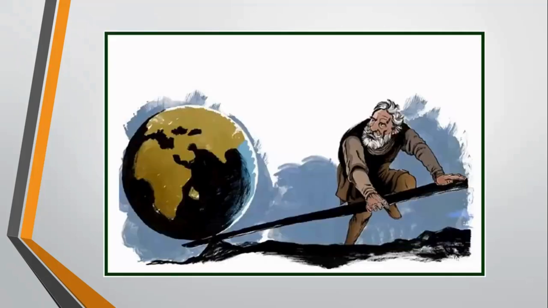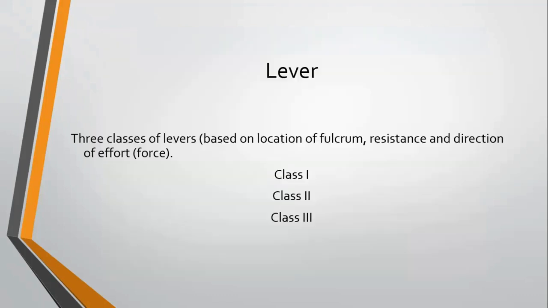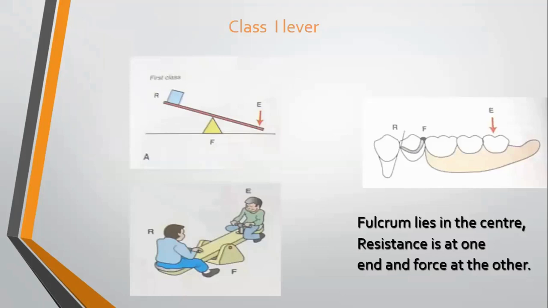In this picture, we can see that human beings have developed many ways to make their work easy. This picture shows a heavy object being moved using the lever principle, with a fulcrum on which the lever is placed. So let's see the different types of levers. We have three types: class 1 lever, class 2 lever, and class 3 lever.